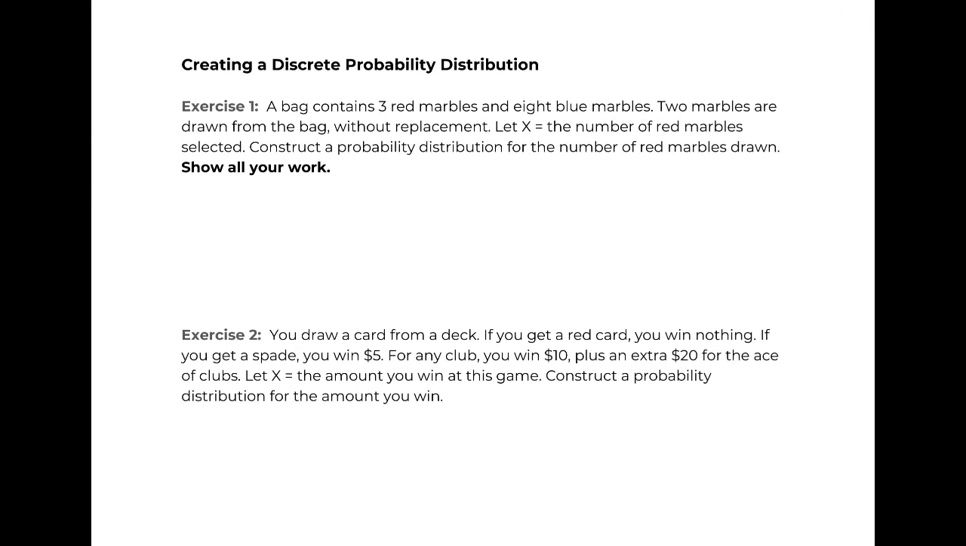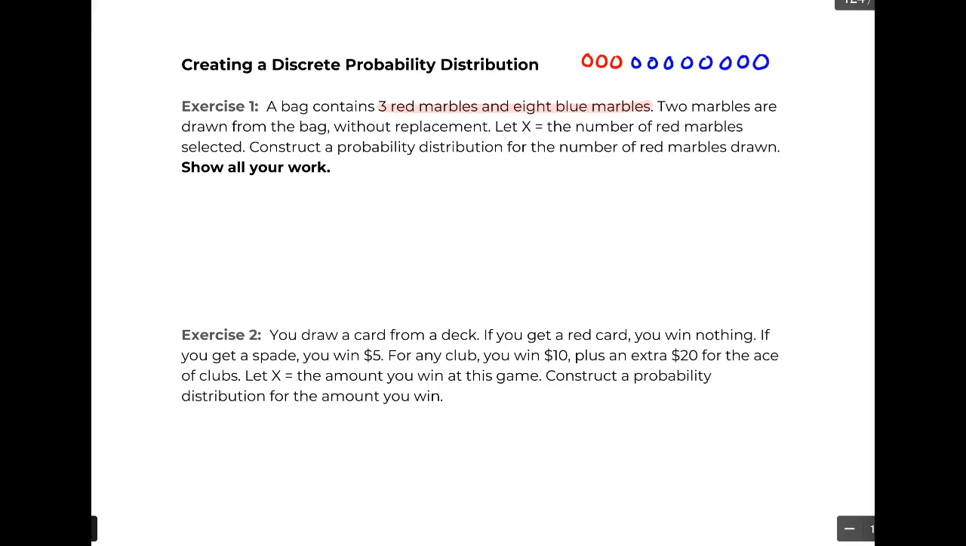So one of the things I might ask you to do on the exam and just in general is to create this probability distribution. So we have this first exercise here. We have a bag containing red and blue marbles. Already, hopefully, we're starting to feel like this reminds us of our sampling without replacement. So we have 3 red marbles and 8 blue marbles.